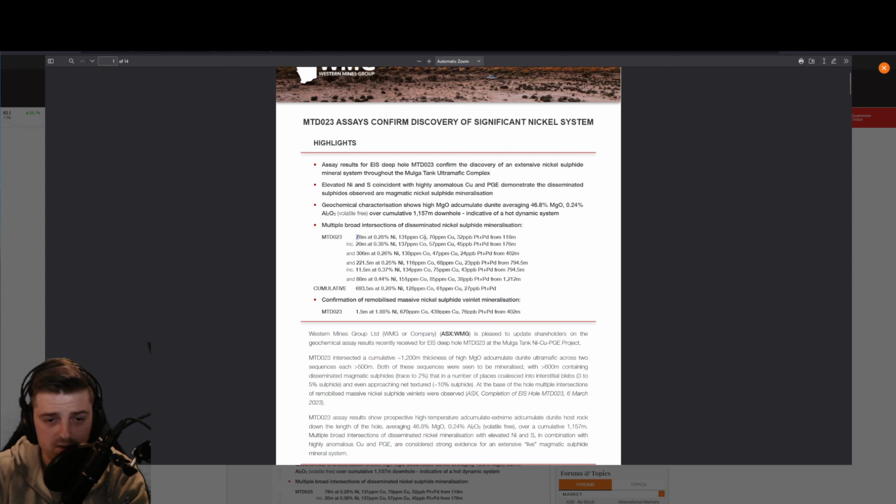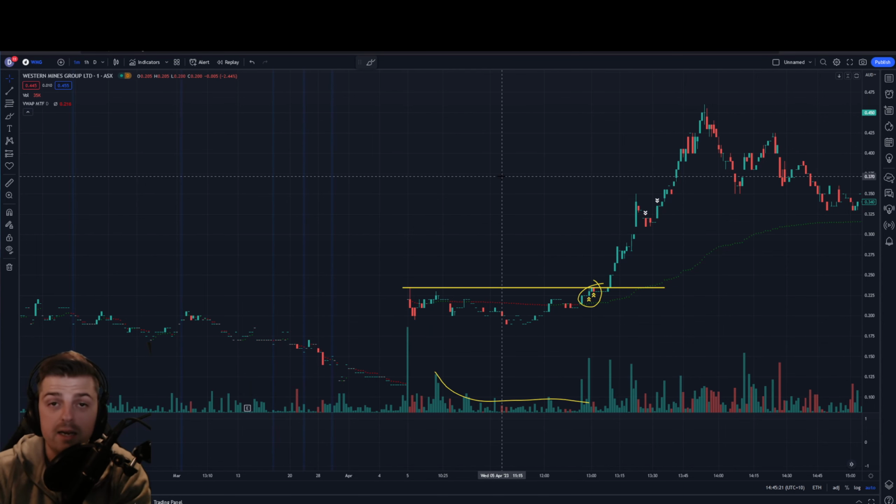So 78 meters, I think this is from, oh no, this isn't even from surface, so from 118 meters, so I don't even think that can be an open pit mine or anything like that. So there's just a ton of nickel. The question is, how are you going to get it out economically? And I have no idea. I just trade this stuff.